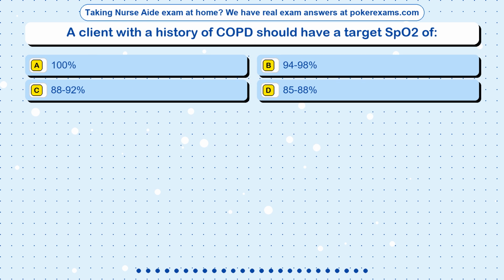Question 25. A client with a history of COPD should have a target SpO2 of: Option A, 100%. Option B, 94 to 98%. Option C, 88 to 92%. Option D, 85 to 88%.